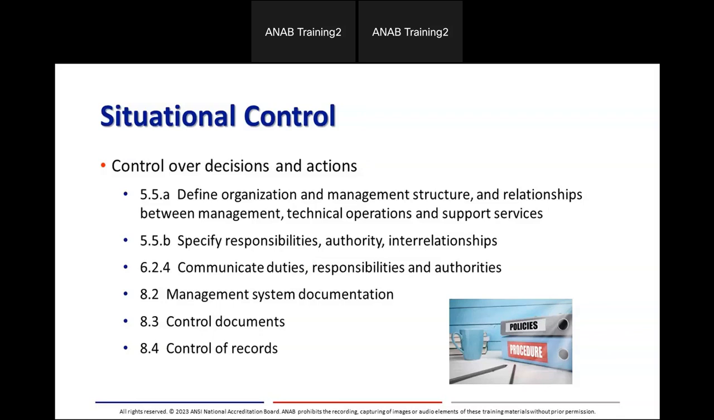Individuals need to have a defined level of control over decisions. That's usually in their job description or in their defined levels of authority. And they need to be responsible and accountable for their actions. So we need to give individuals the tools, the information they need so they can problem solve and make well-informed decisions. We also need to communicate this information regarding situational control through the documentation of the management system. We define the organization structure, we specify roles and responsibilities, we define the level of authority for individuals, and we also define or specify the interrelationship of personnel.